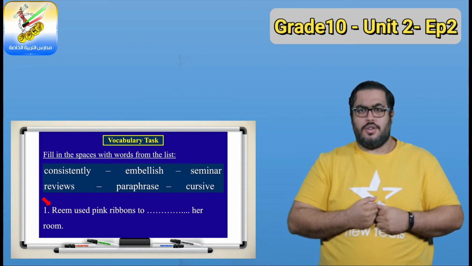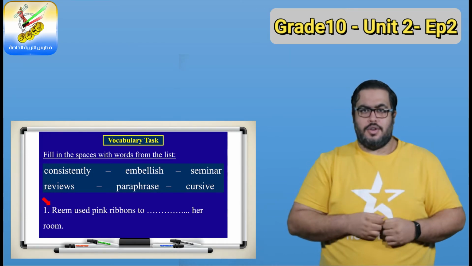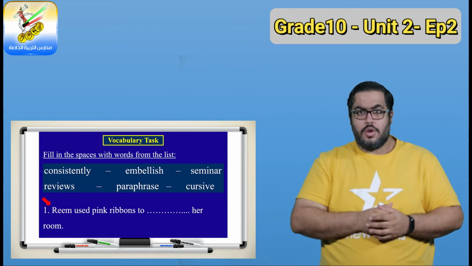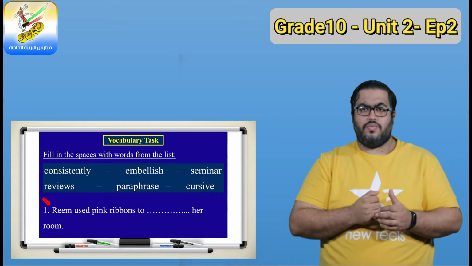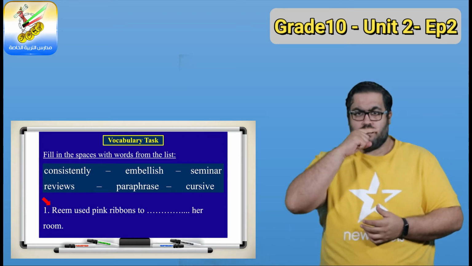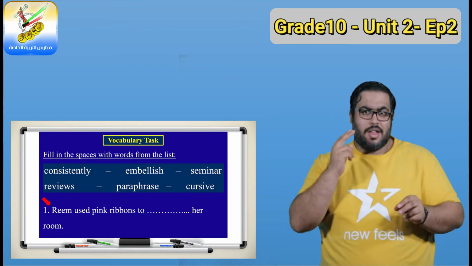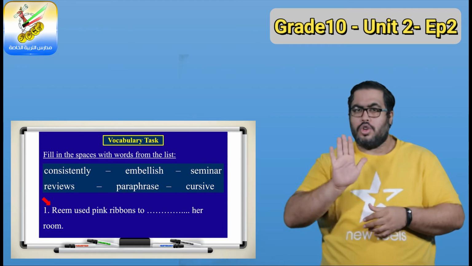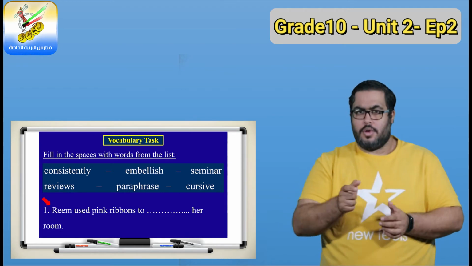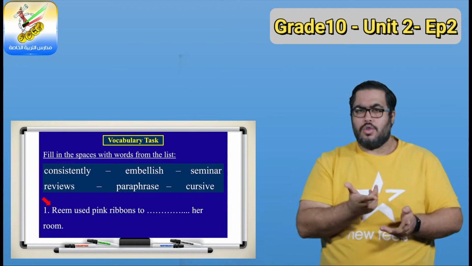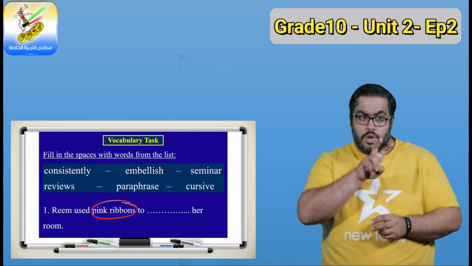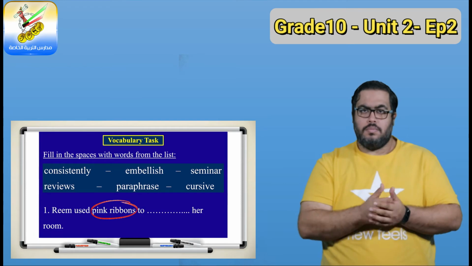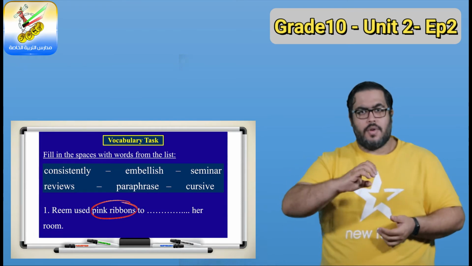This is our first sentence. Reem used pink ribbons to blank her room. Now, a tip when it comes to the vocabulary tasks that could help you is the following. Always look for key words to help you figure out your answers. So, for example, in this sentence, our keyword is pink ribbons. They're colorful. They're very colorful ribbons, right?